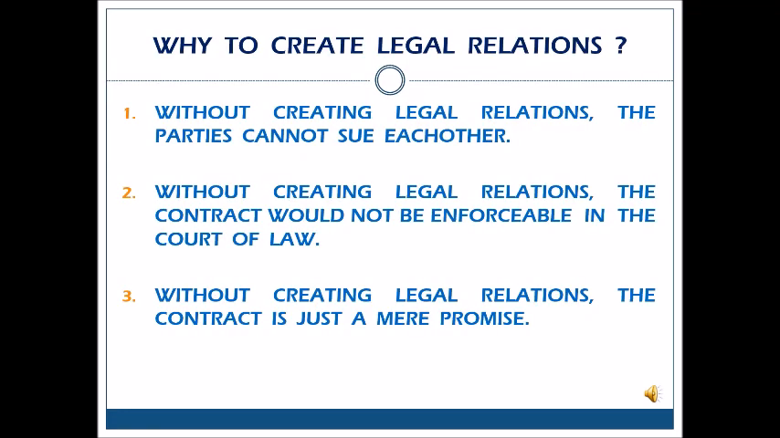Now let us understand certain reasons as to why we have to create legal relations. Number 1, without creating legal relations, the parties cannot sue each other. On a day-to-day basis, every person as a human being enters into various agreements and contracts. For example, your friend has invited you to a birthday party and you tell him yes, that you will be present tomorrow at his house to celebrate the birthday party. Then your friend prepares lots of varieties of dishes, and he also decorates his entire home and is ready to celebrate the party.